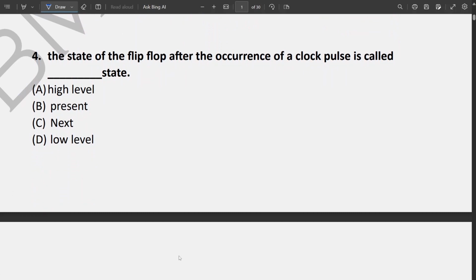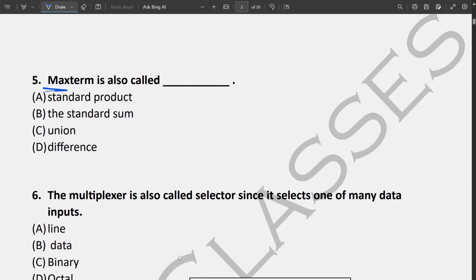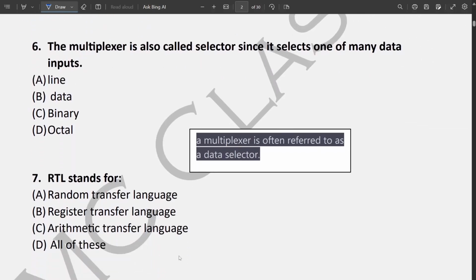Next question: the state of the flip-flop after the occurrence of a clock pulse is called the next state. Option C is correct. Max term is also called a standard sum. Whenever you see max term, it is also called a standard sum. Next, the multiplexer is also called a selector since it selects one of many data inputs. The answer will be data.